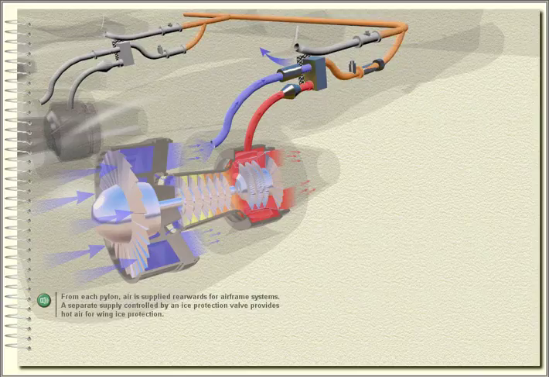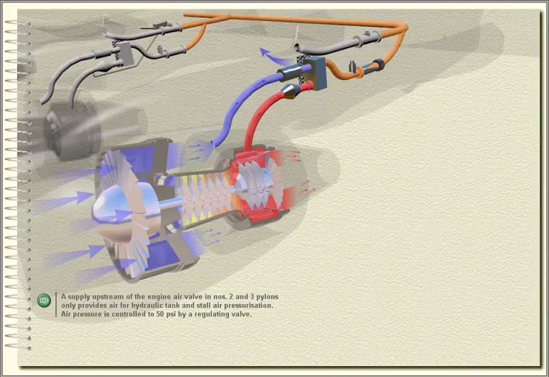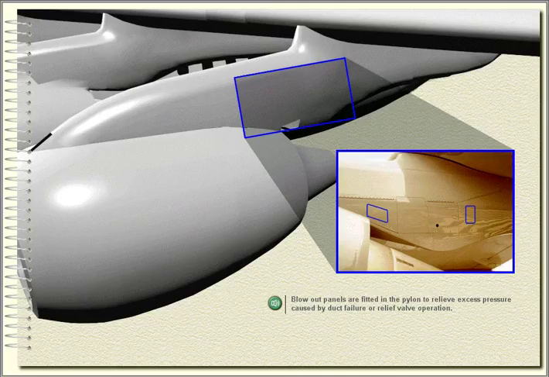From each pylon, air is supplied rearwards for airframe systems. A separate supply, controlled by an ice protection valve, provides hot air for wing ice protection. A supply upstream of the engine air valve in numbers 2 and 3 pylons only provides air for hydraulic tank and stall air pressurization. Air pressure is controlled to 50 psi by a regulating valve.